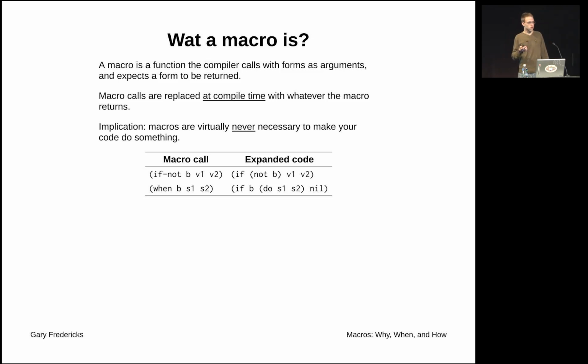One of the implications of this is that macros are basically never necessary to make your code do something. You can always replace this macro call with whatever the macro expands to. Macros are really only necessary to make your code look like something, so it's a syntactic thing. We have a couple examples of macro calls on the left side of the table from Clojure core macros and the expanded code on the right side. Any questions so far?